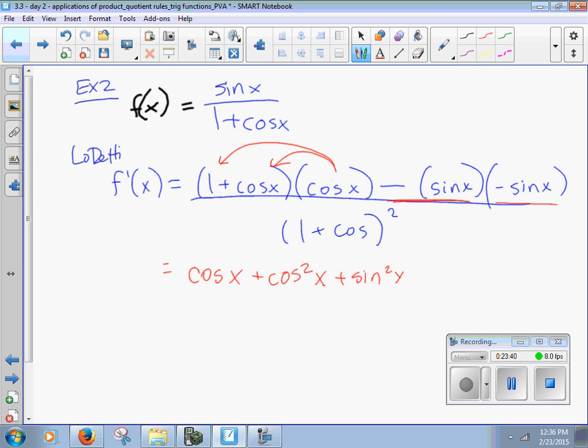All right, check this out. What's about to happen on the left side? Distribute that. I got it distributed. Okay, here we go. Cosine x plus what? Cosine squared, right? What is negative sine x times negative sine x? Positive sine x, which is sine squared x.